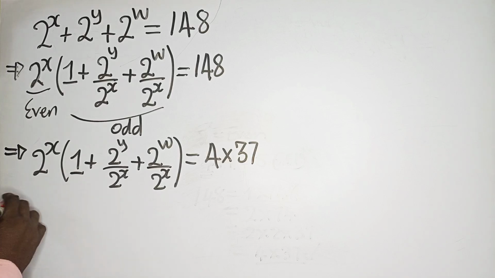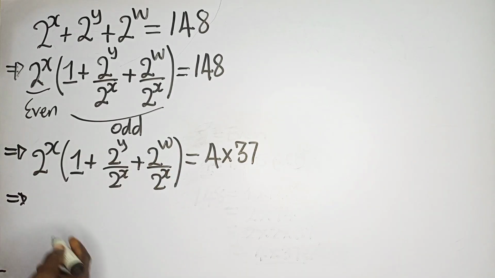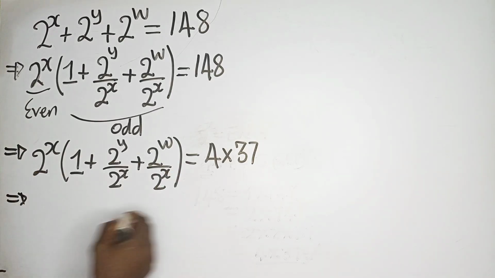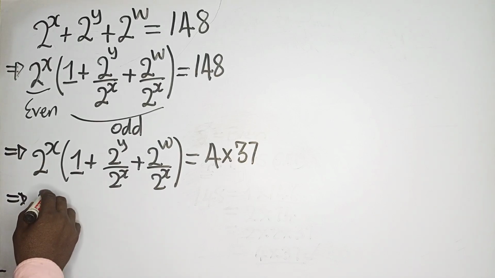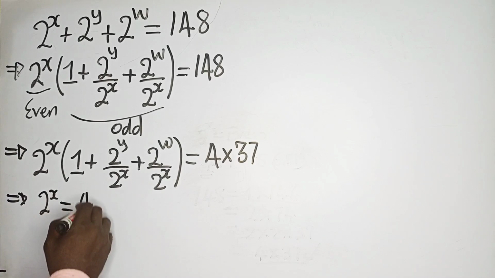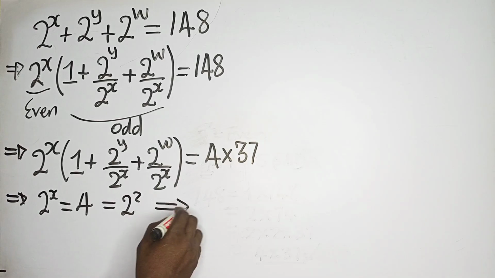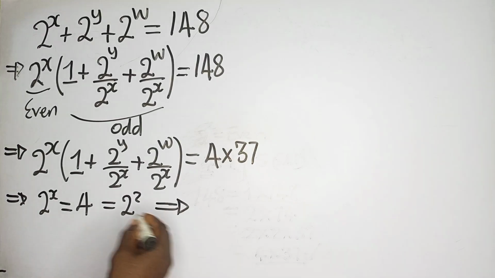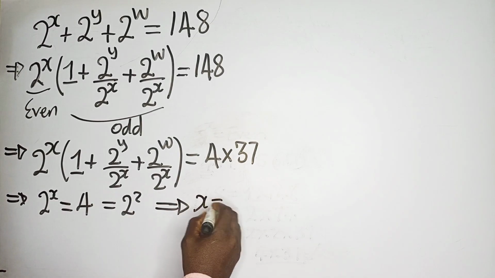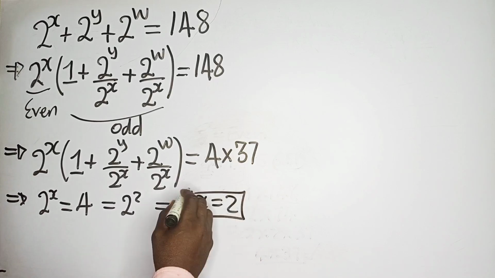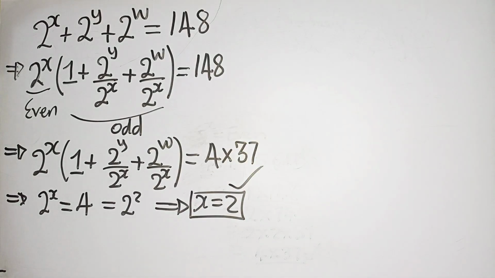All right, so equating corresponding expressions, the even will go to the even. So we say 2 to the x will be equal to 4, but we know that 4 is the same as 2 squared. When we solve it out, it simply means that the value of x will be 2. Okay, so we've gotten the value of x.